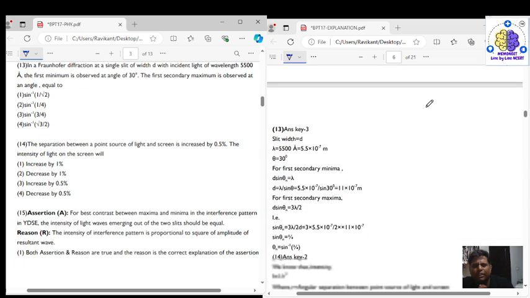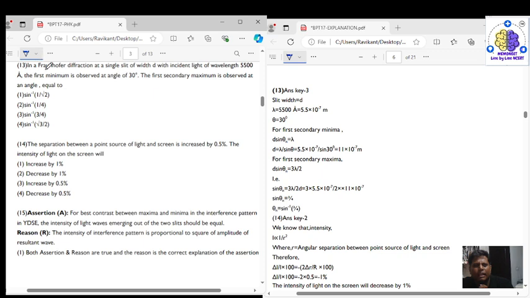Question number 13 says that in the Fraunhofer diffraction at a single slit of width d with incident light of wavelength 5500 angstrom, the first minima is observed at an angle of 30 degrees. The first secondary maxima is observed at an angle equal to, right?